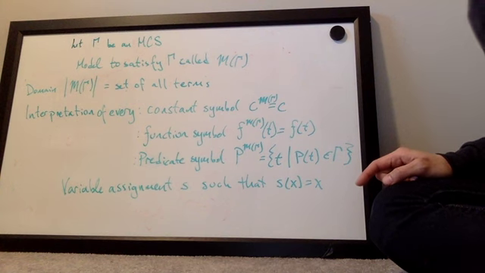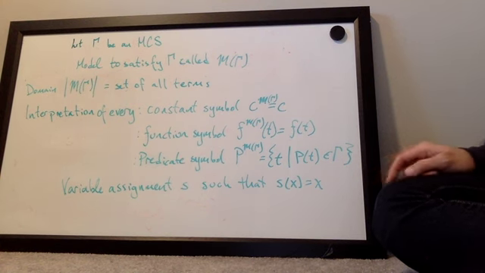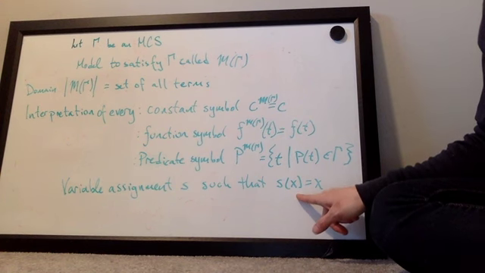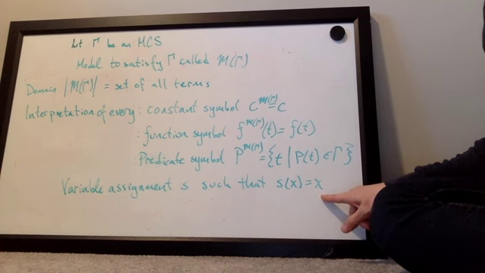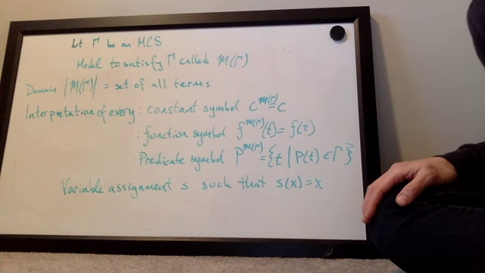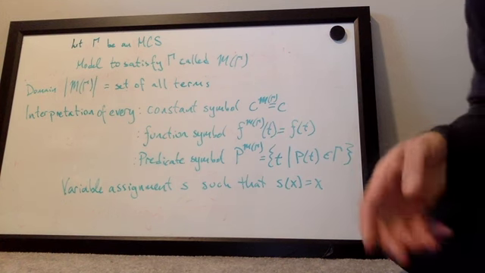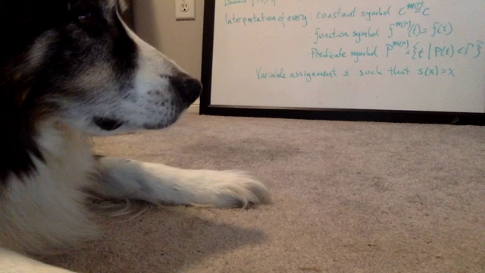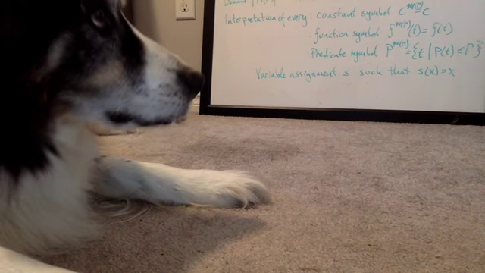Now the one other thing that I'm also going to add is a variable assignment S that assigns every single variable to itself, as a term. There's going to be some stuff that we can prove using that, but the basic idea is that every single term in the language, you can look at Beezie while I'm talking about this, every single term in the language, right, Beezie, is going to refer to itself.